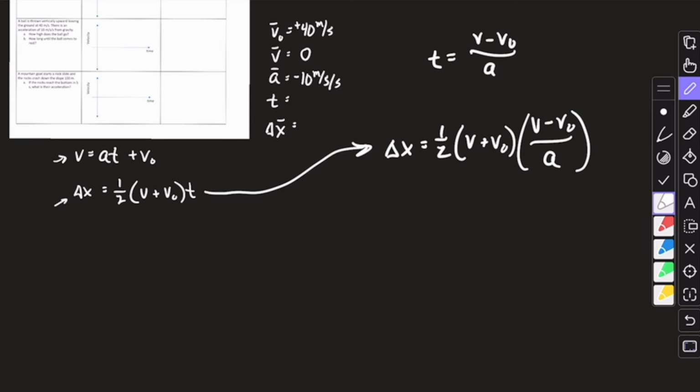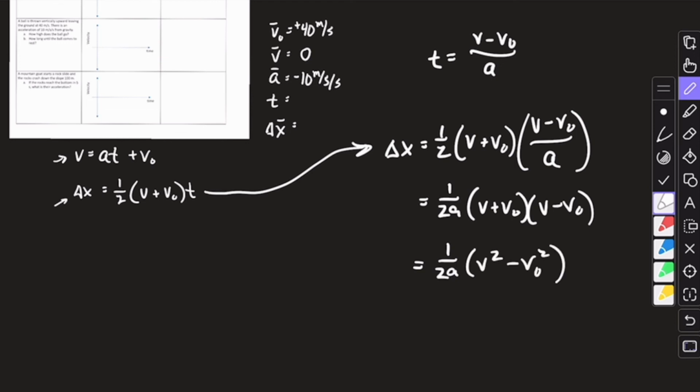But I do notice that I could factor out the 1 over 2a, and this becomes v plus v naught times v minus v naught. And you know what that is, don't you? You've seen that before. That's the difference of squares. So I would probably write this as, and if you want my opinion, to make this easy to remember, I would multiply both sides by 2a.